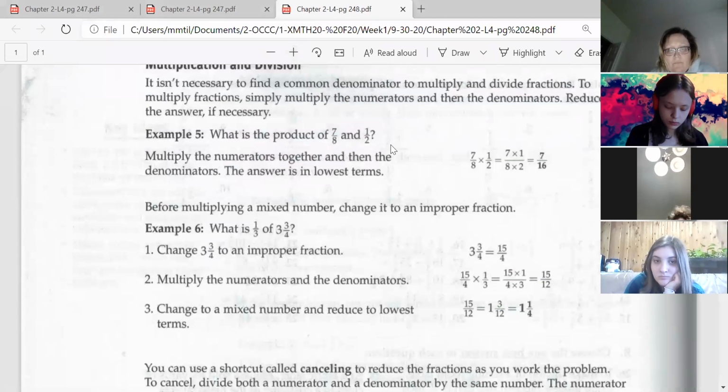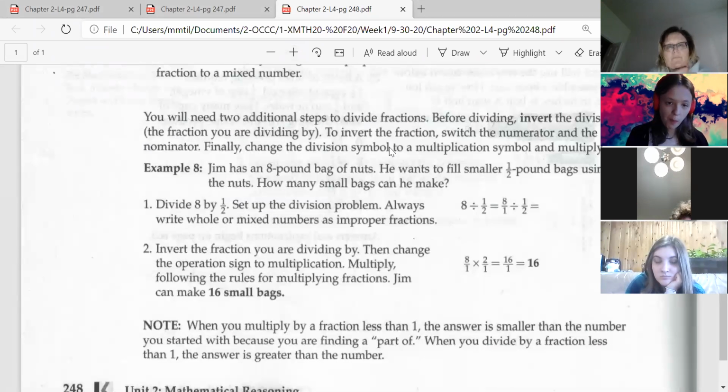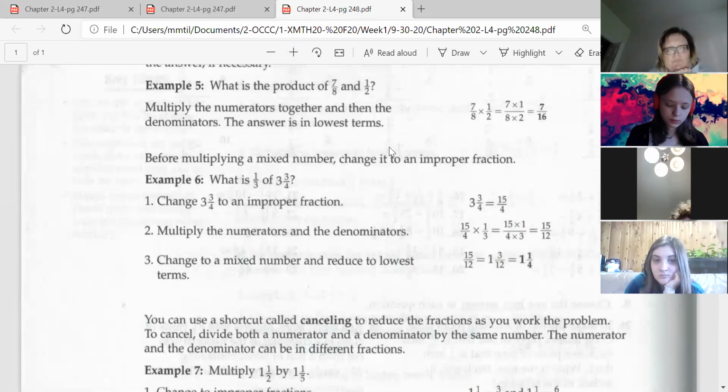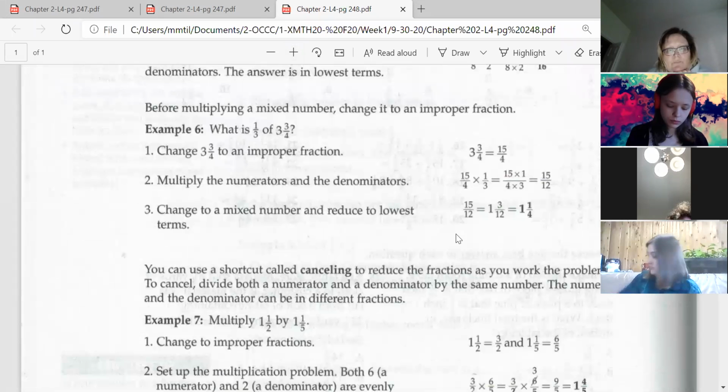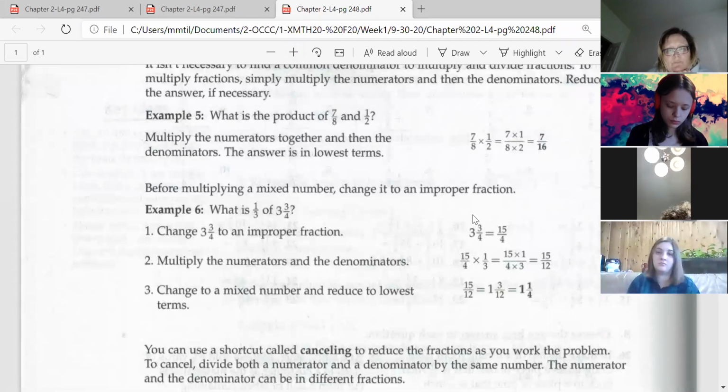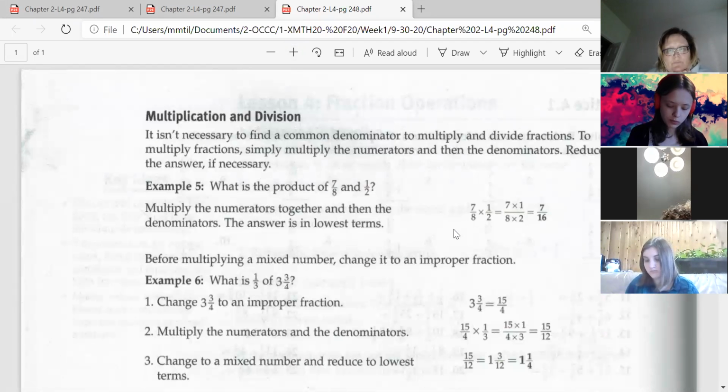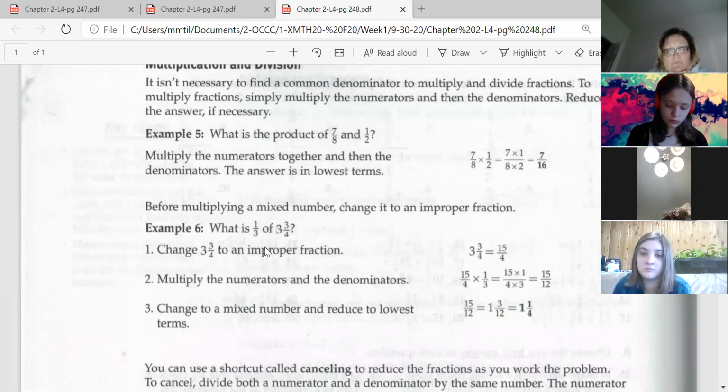Okay, this one page had a lot of stuff on it, just how to multiply and divide fractions. But it's really important to understand that multiplying fractions is the easy part, right? Because all you're doing, like in this example up here, if I had 7/8 times 1/2, you just multiply the numerator times the numerator, divided by the denominator times the denominator, right? Very simple. That's the easy part.